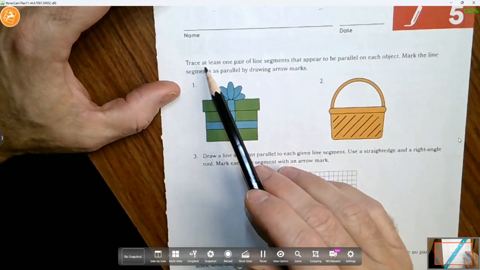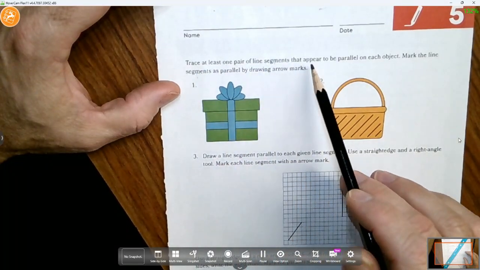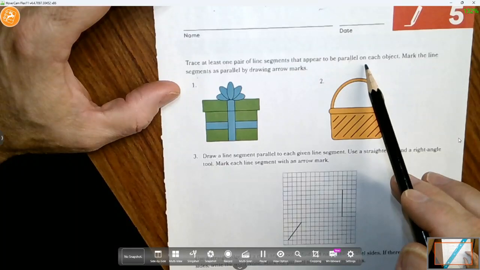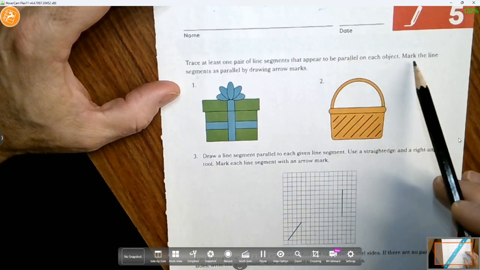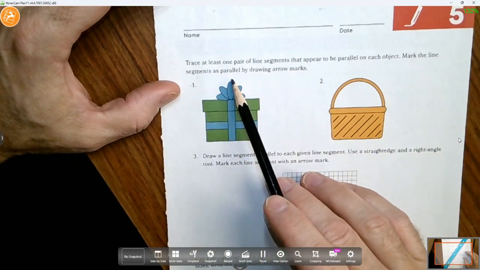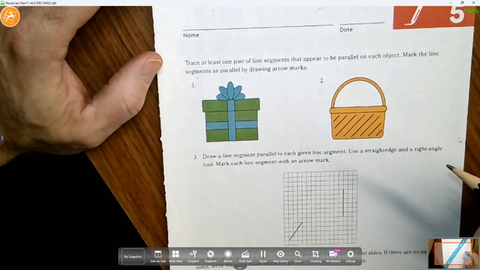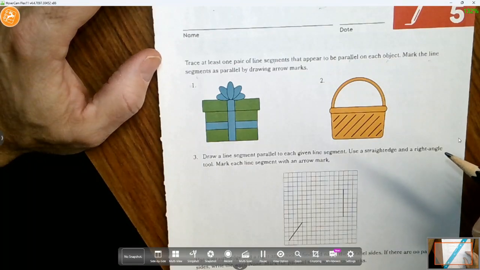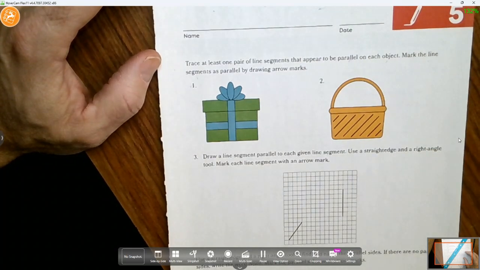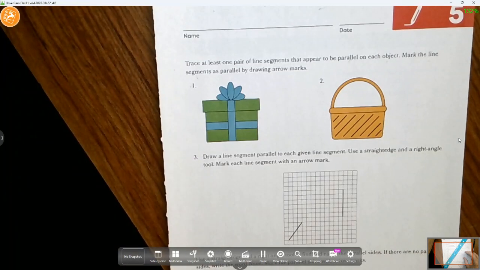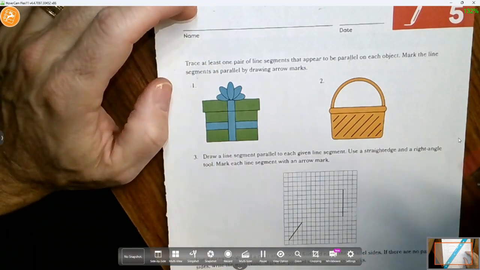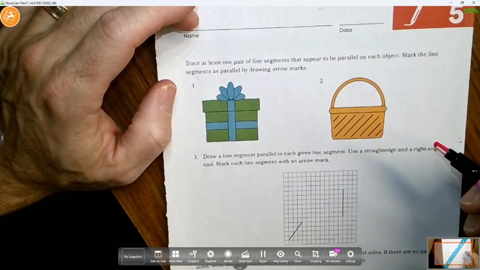Number 1, trace at least one pair of line segments that appear to be parallel on each object. Mark the line segments as parallel by drawing arrow marks. All right, so we got to find parallel lines. Yesterday was intersecting lines, or perpendicular. Intersecting, perpendicular, about the same thing. Today we want parallel. Parallel means they could go on and on and never intersect.